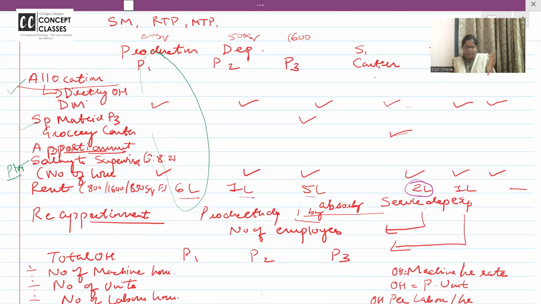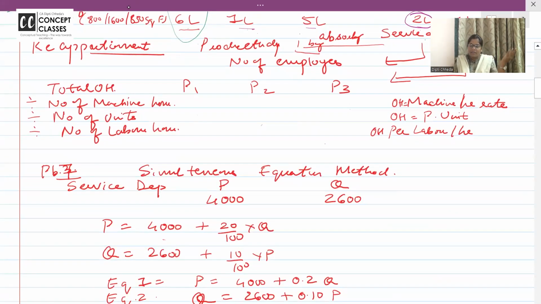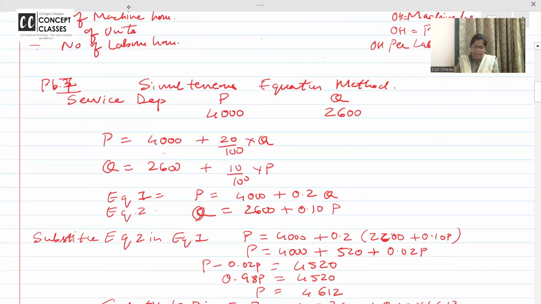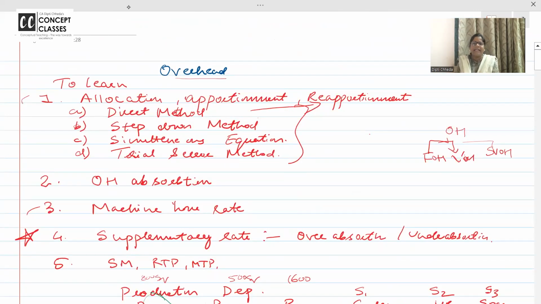So service department expense can be charged to the production department by 4 methods. First method is direct method. In the direct method, whatever ratio they give, you apportion your service department expense in the ratio of 8:1. So directly they gave it. Next is step down method.